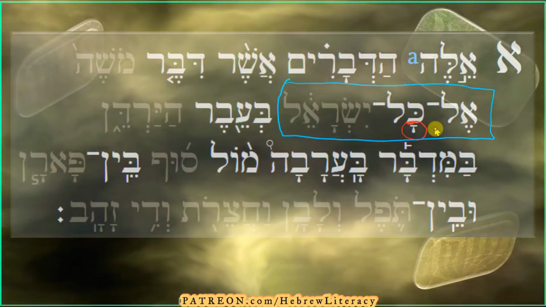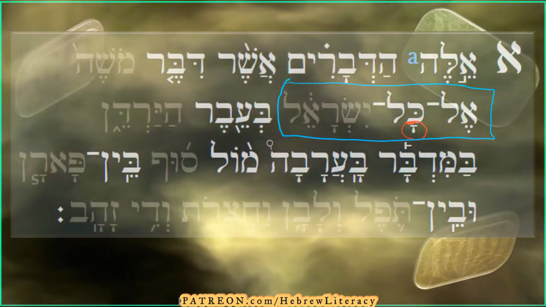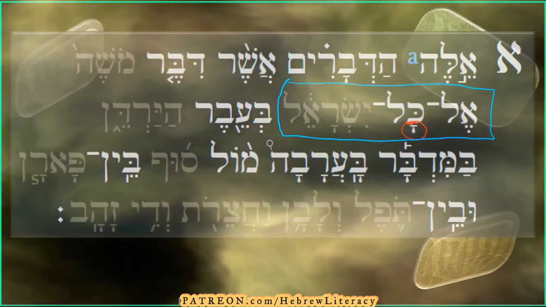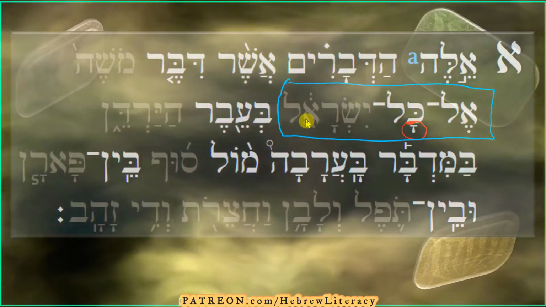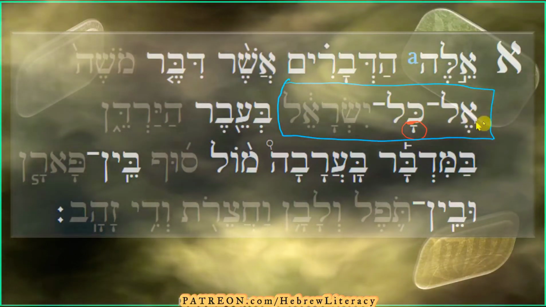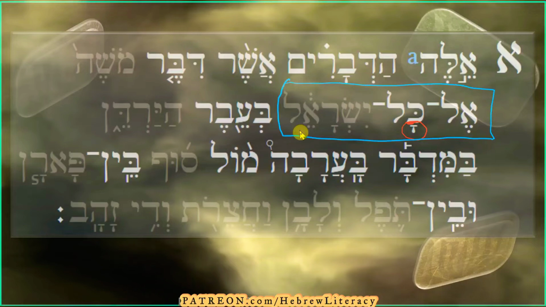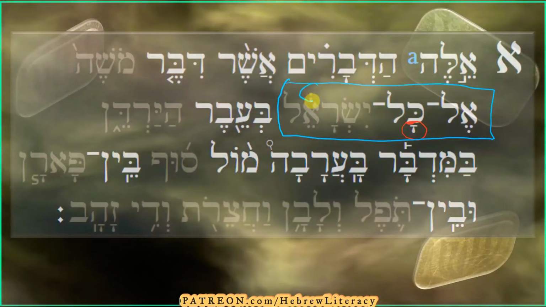So construct chain, you have a group of words connected together, yeah? So what happened in ancient times, there's only one accent on that chain. It's like a compound word. So even though we read these as different words today, El Kol Yisrael, originally it was all like one word. El Kol Yisrael. So you see over here we have our accent mark, this guy.